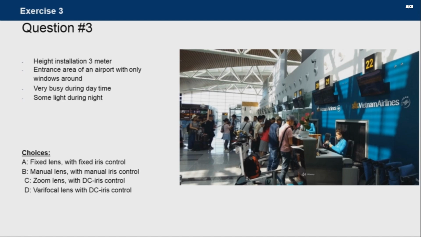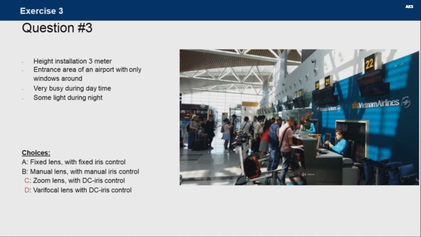So what are the recommended choices? We have fixed lens with fixed iris control, manual lens with manual iris control, zoom lens with DC iris control, or varifocal lens with DC iris control.